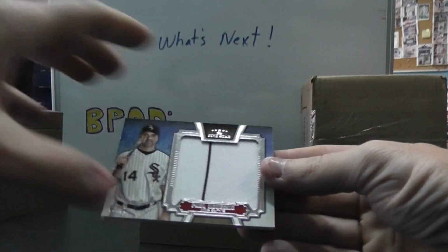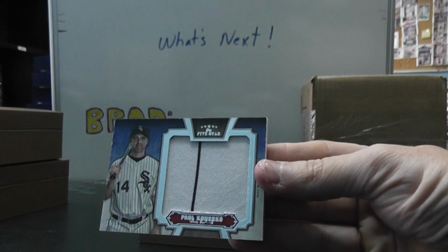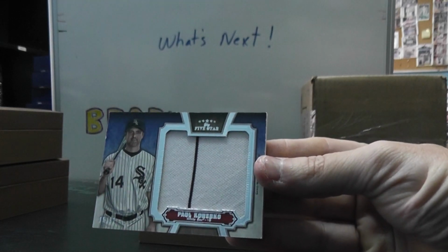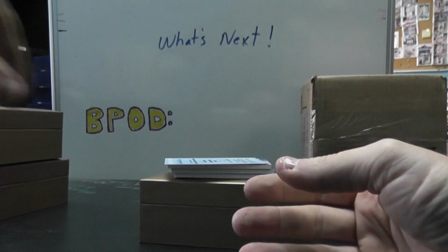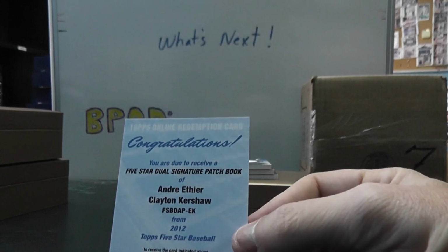Oops. A pinstripe, 92, jersey autograph. I meant just a jersey. Paul Konerko. There we go. Jamarcus Russell, Bilal Powell, dual. Just kidding. Andre Ethier, Clayton Kershaw.